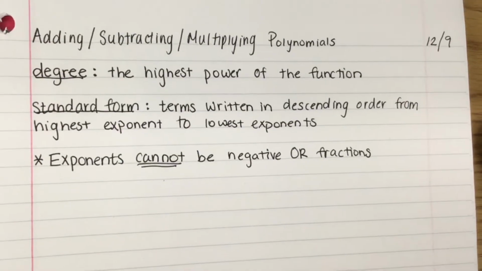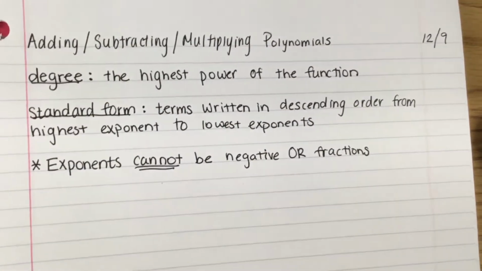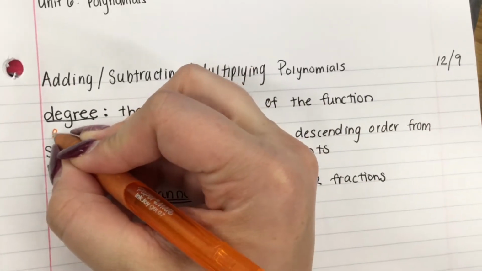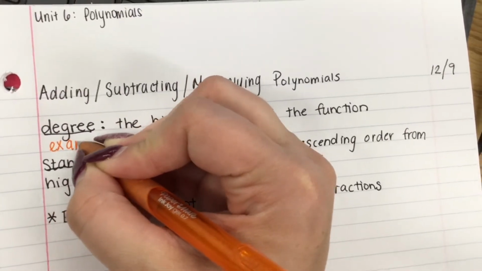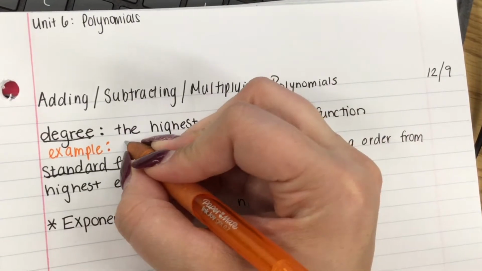What's up, y'all? We are starting our Unit 6 polynomials, and today we're going to be talking about adding, subtracting, multiplying polynomials. We're going to first start with talking about the degree of the function, which is the highest power of the function. So we'll go ahead and look at an example here.